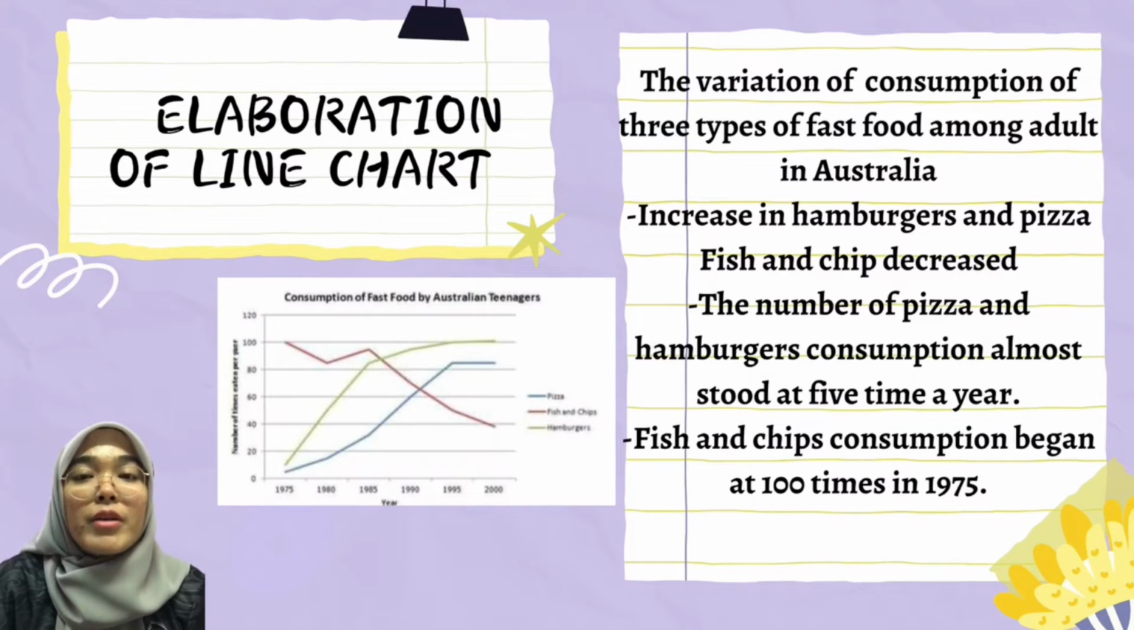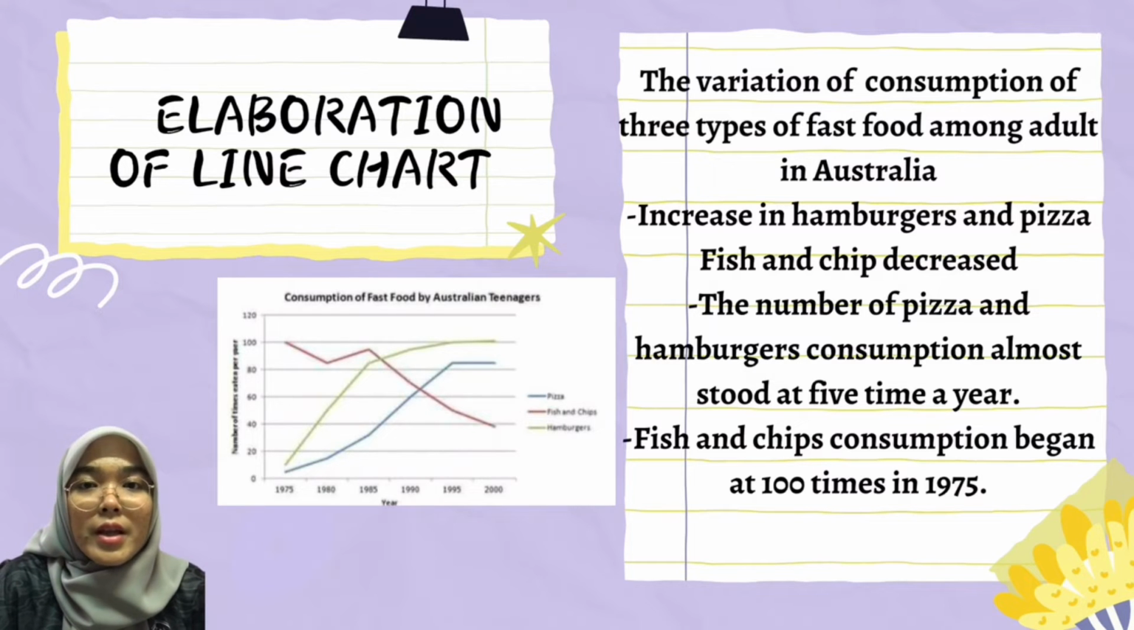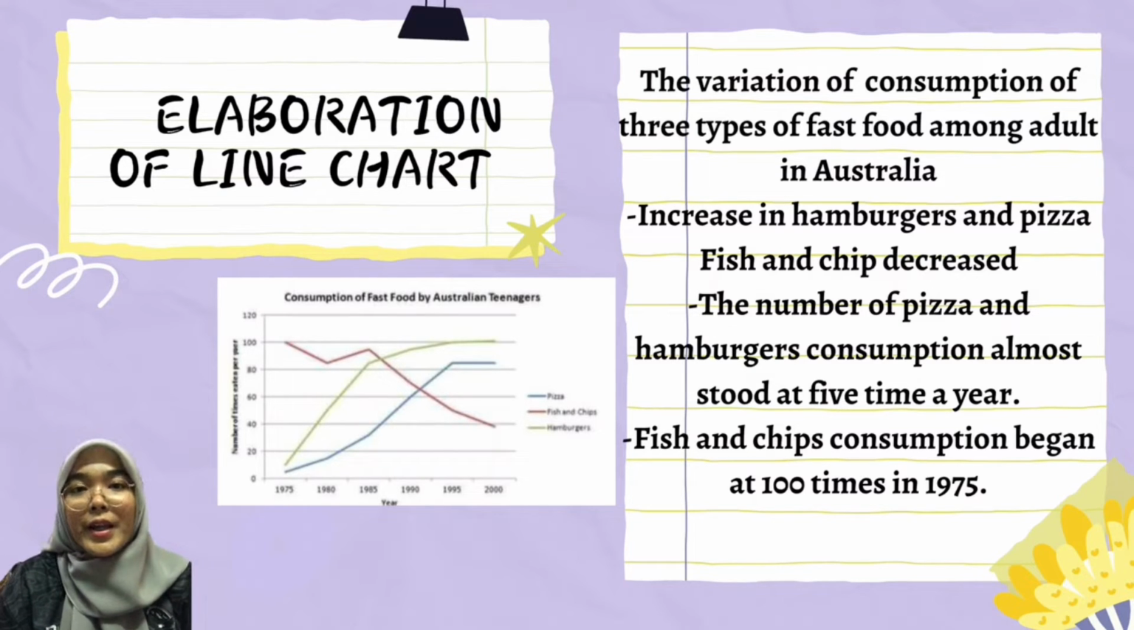The line graph gives information about the variation of consumption of three types of fast food among adults in Australia during the period 1975 to 2000. Overall, it can be seen that there was an increase in hamburgers and pizza eaten. However, the fish and chip consumption decreased over the whole period. To begin, in 1975, the number of pizza and hamburgers consumption almost stood at 5 times a year.